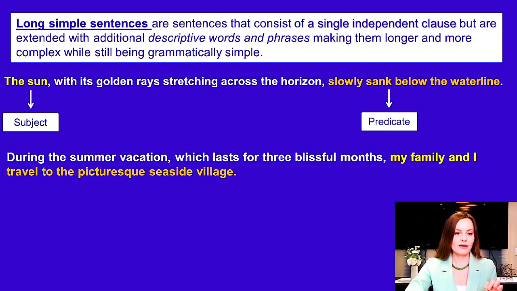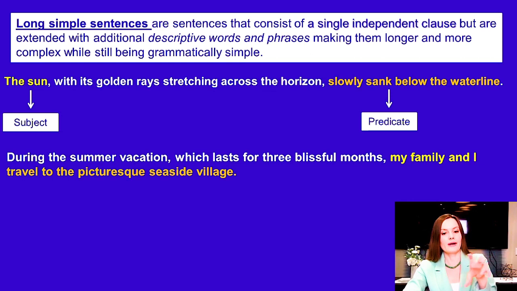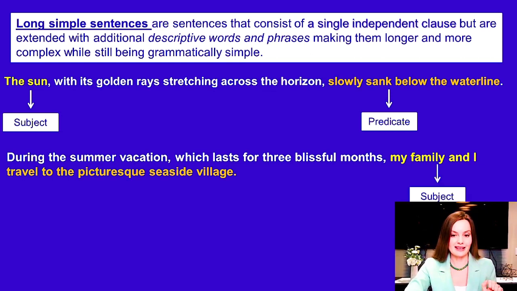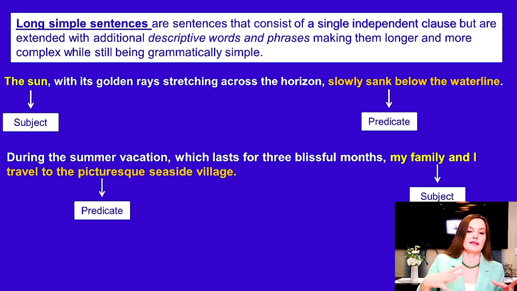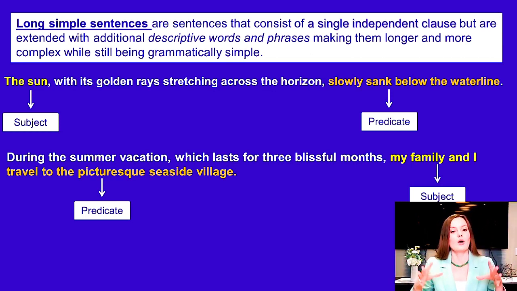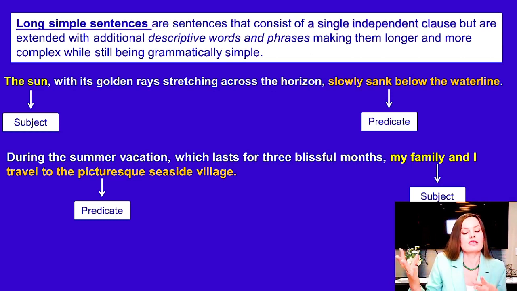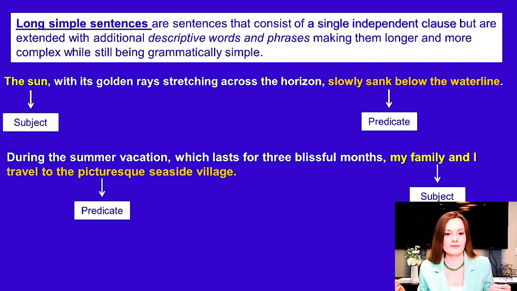Travel is the verb. Travel where? To the picturesque seaside village is the predicate. So my family and I is the subject. Travel to the picturesque seaside village is the predicate. And we travel when? During the summer vacation. What kind of vacation? Which lasts for 3 blissful months.